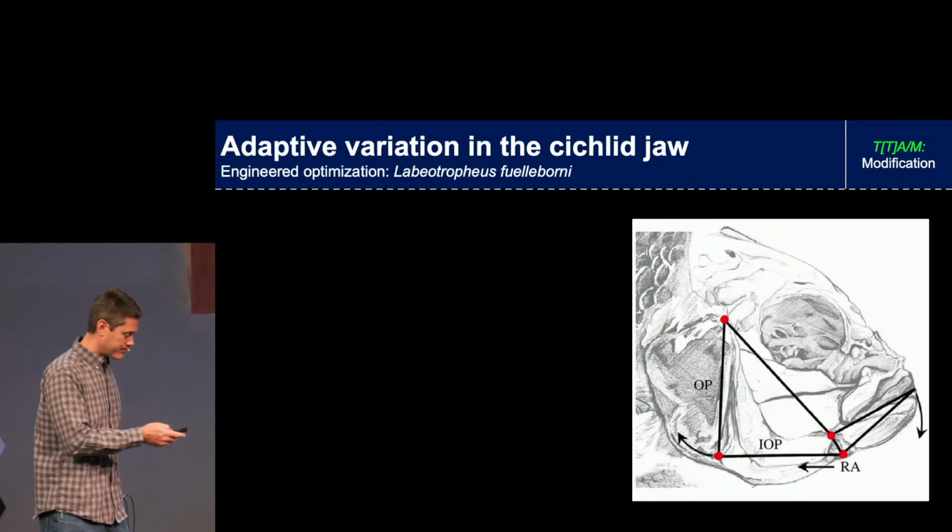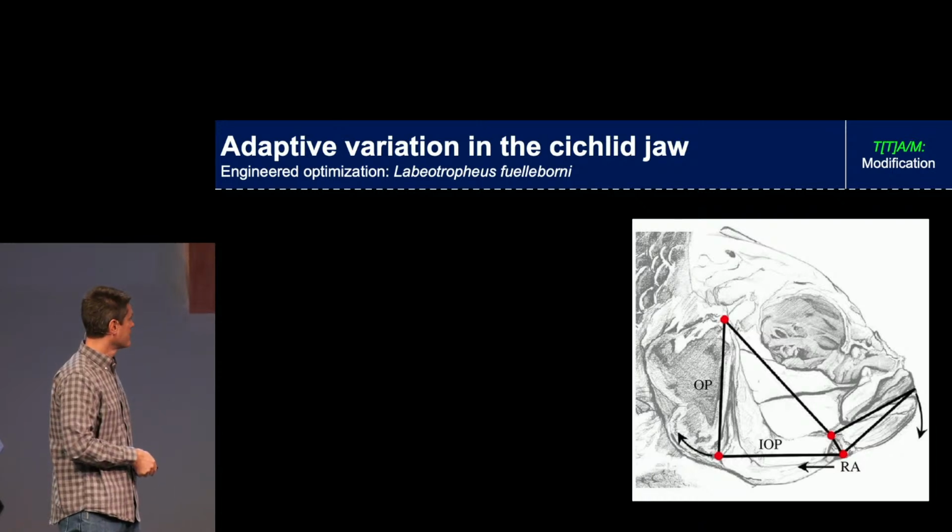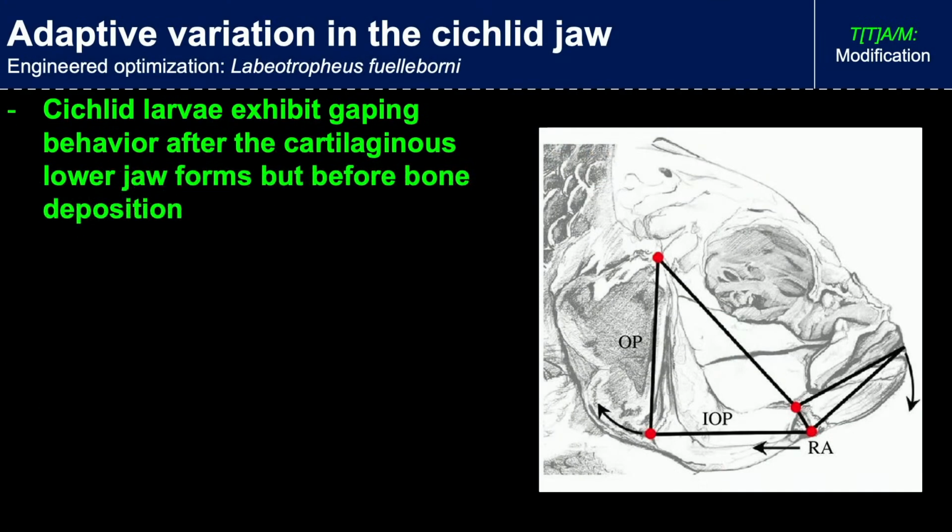Why do I say that? Well, they've got the jaw right here. You see this is the RA. This is the one that changes the most. It's part of their jaw. And here's what happens. The larvae exhibit a gaping behavior. They open and close their mouths, okay?